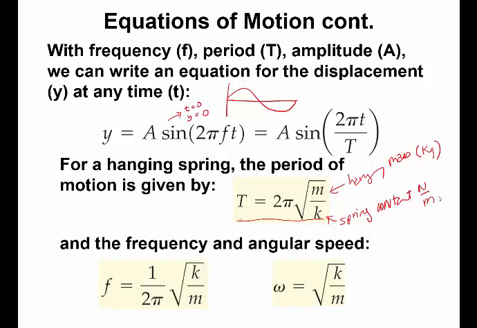And since frequency is 1 over the period, we can just rearrange it. Since omega is equal to 2 pi f, we just end up with the spring constant over the mass. They're just simple algebraic rearrangements of the same thing.